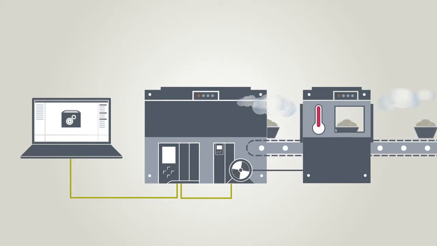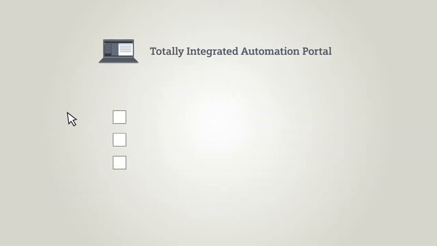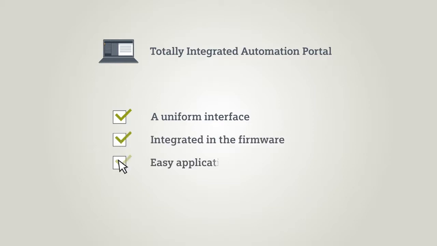As you have seen, the technology objects in the TIA portal provide a uniform interface between hardware and software. The technology objects are all integrated in the firmware, making it easy to incorporate them into the user program.